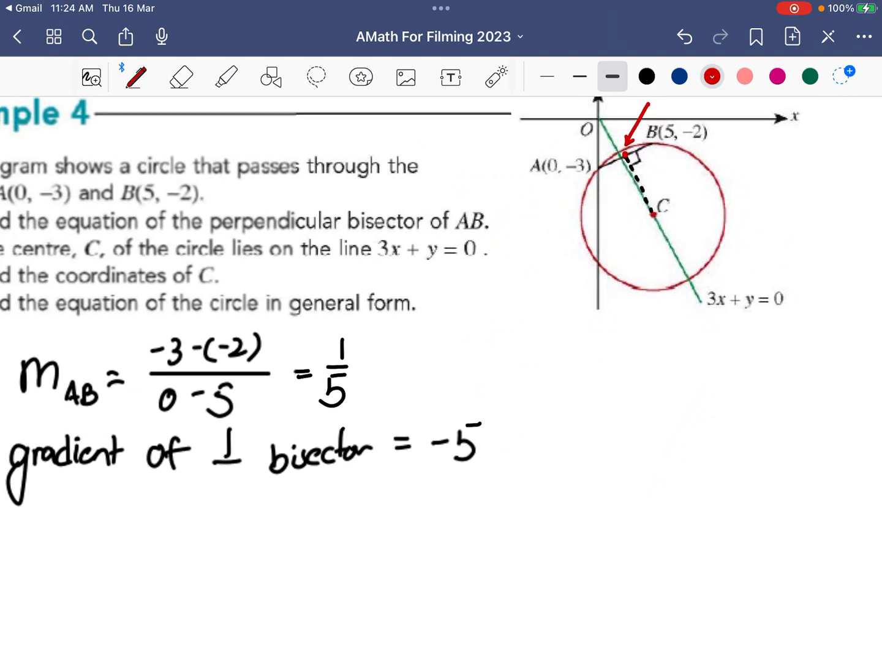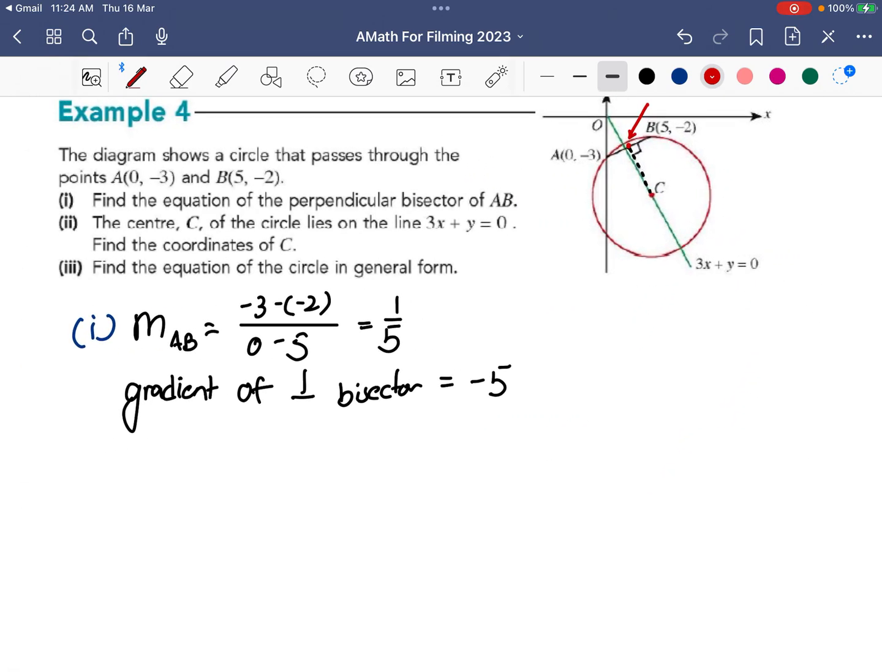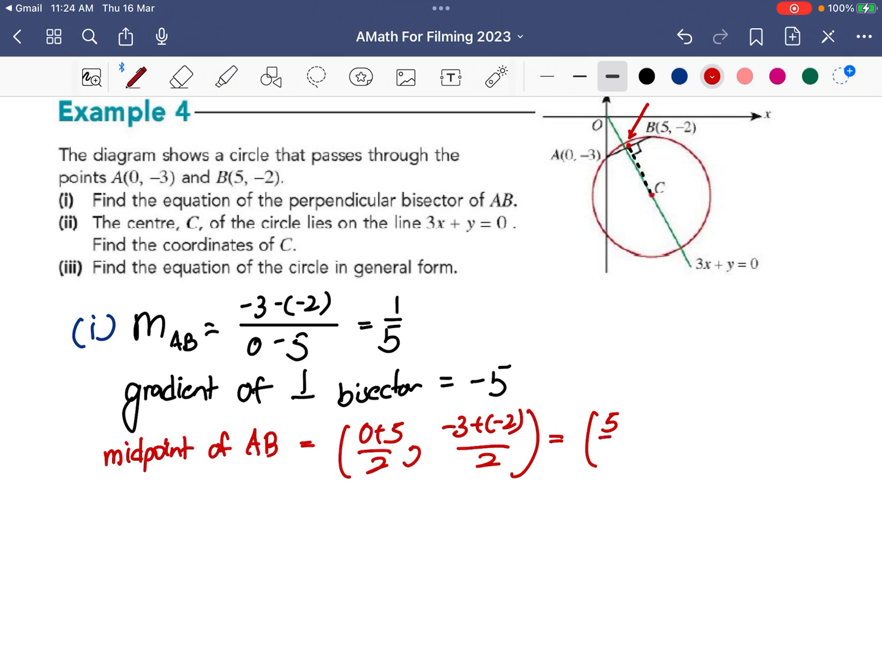So if you remember how to find the midpoint, which we have found earlier, the midpoint of AB is equal to (0 plus 5) over 2, (-3 plus -2) divided by 2. In this case, the midpoint will be 5 over 2, -5 over 2. If you want to find the equation of the line now, the quick way is you use the point given, the midpoint of AB, and the gradient itself.